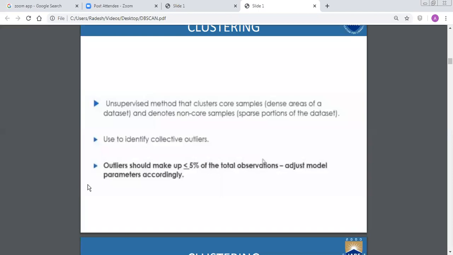So in order to identify an object as falling into a particular cluster, we need to consider the area of the clusters, meaning the dense part of the data set. Then only can we perform the DBSCAN technique. If we don't have a dense data set, it will be very difficult to make use of this. It is also used to identify collective outliers.